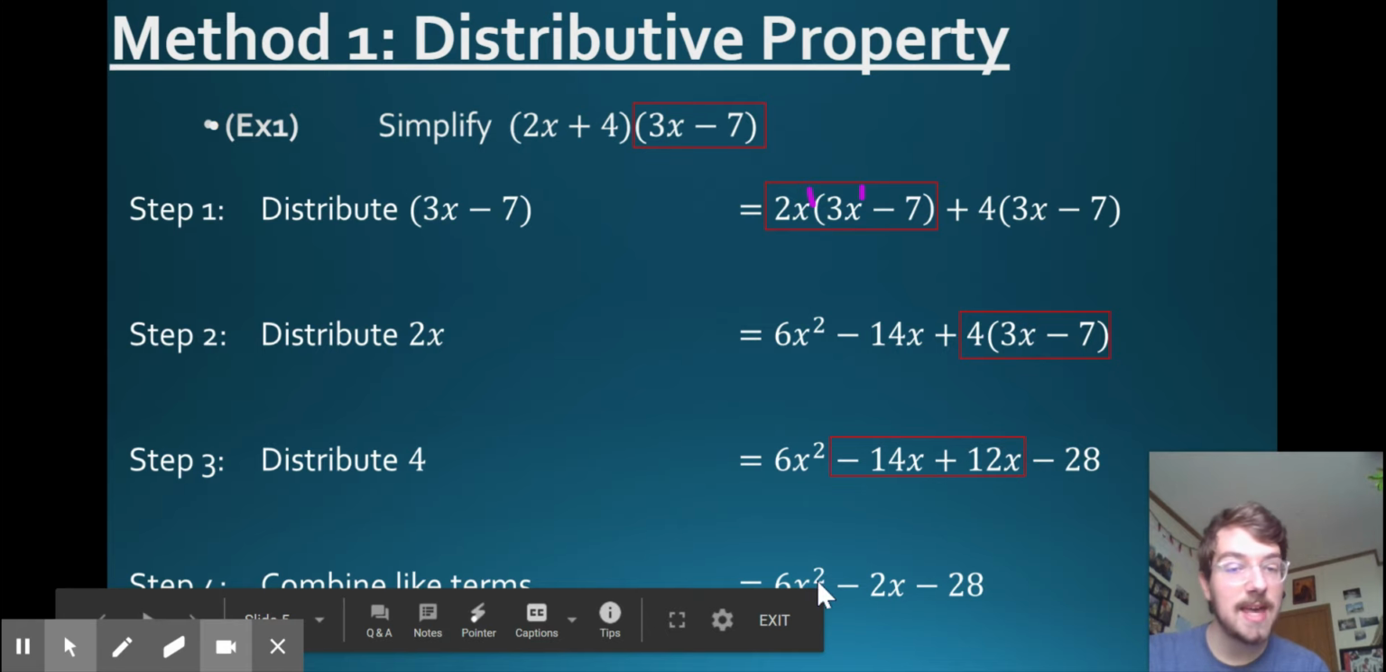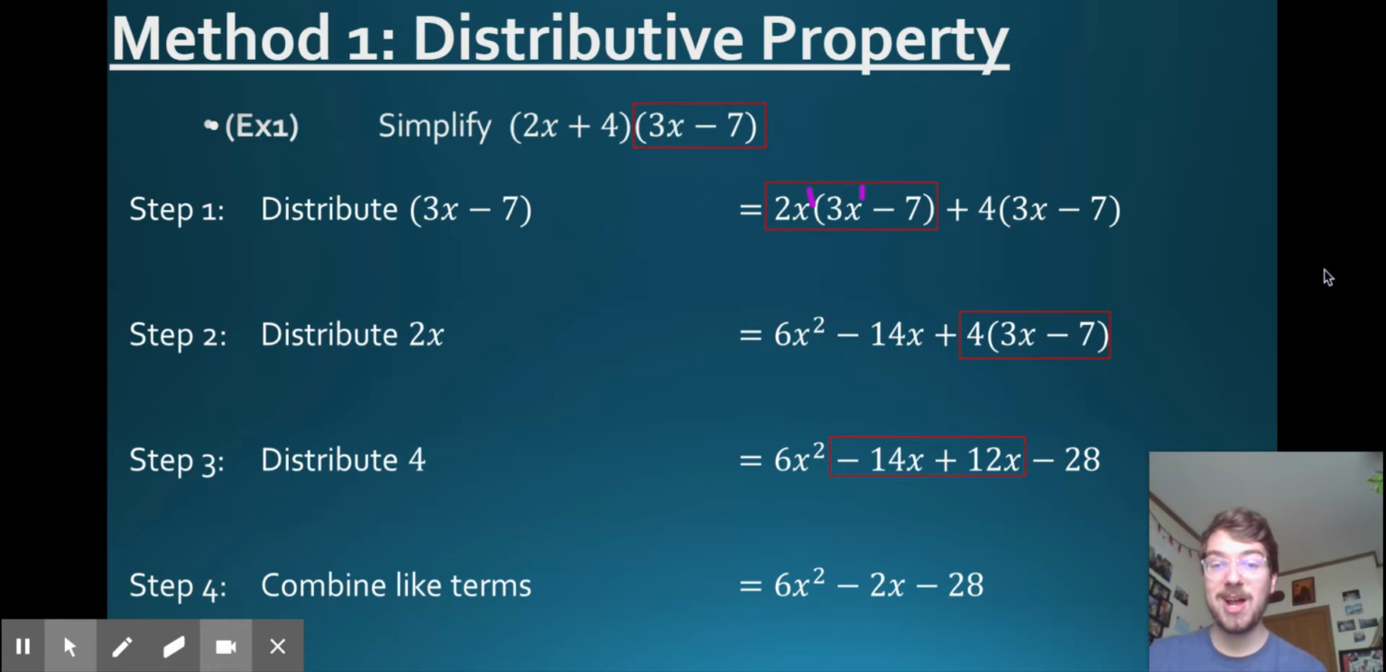I'm going to keep 6x to the second power and the minus 28. I'm just going to change what's in the middle. And that is how you do these problems. That's it. So you can set it up as distributed property like this way if you want to. You don't have to if it seems like some extra work. I'm just giving you some options.